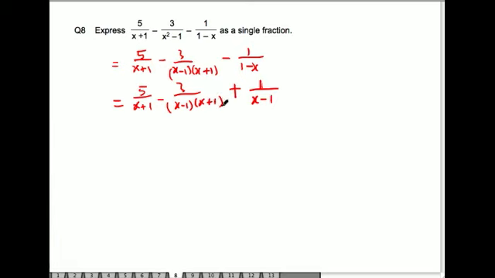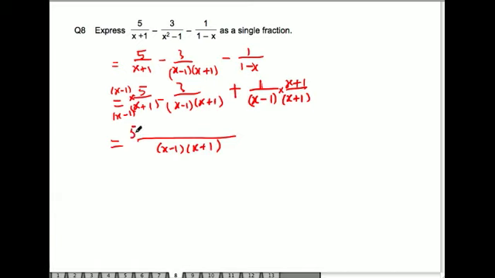We do not have a x plus 1 here, so we multiply by x plus 1 over x plus 1 to get x plus 1 in the denominator. Now these two fractions have the same denominator. And on this side, we are short of a x minus 1, so we multiply by x minus 1 over x minus 1. Now all the fractions have the same denominator, which is x minus 1 times x plus 1.